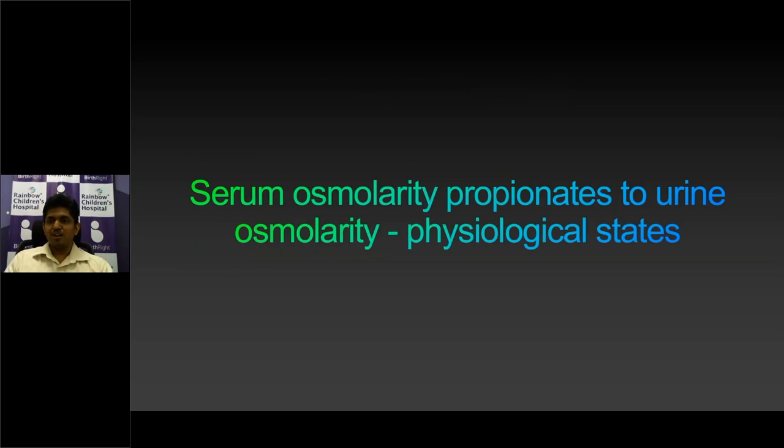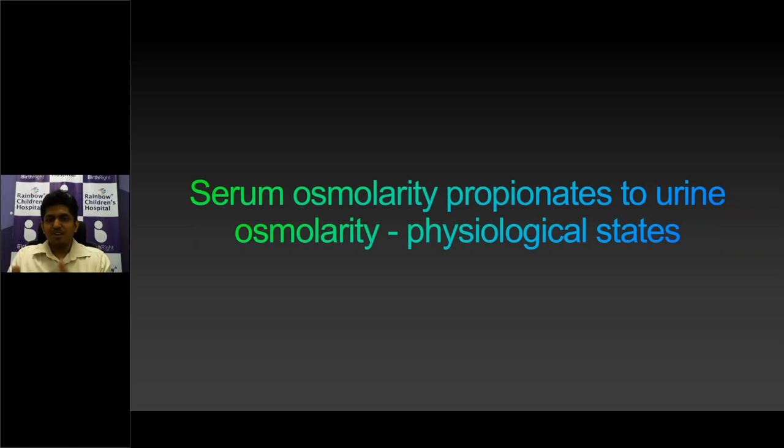Usually the serum osmolarity always proportionates with the urine osmolarity. For example, consider a state where the serum osmolarity is high due to dehydration, meaning there is more free water loss compared to the sodium loss. That is why your serum osmolarity is more, because serum osmolarity is totally dependent upon sodium. Even the formula itself is 2 into sodium plus potassium plus glucose by 18 plus BUN by 2.8. So this is the formula. The major determinant of serum osmolarity is your sodium, because glucose and urea are usually diffusible across the cell membrane.